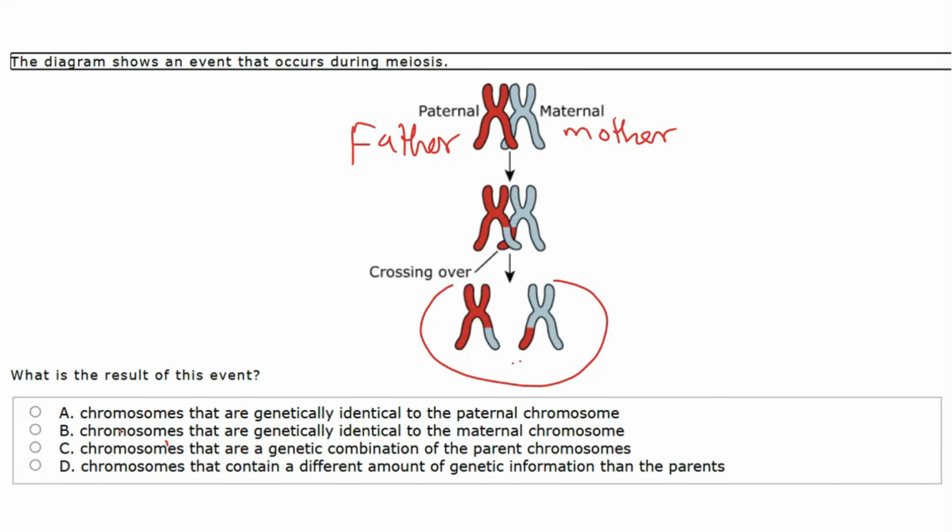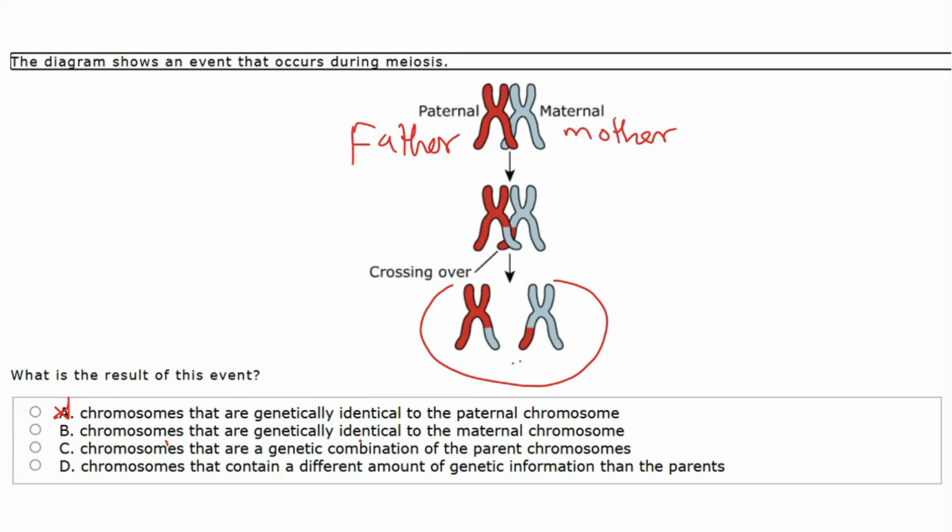A says that the chromosomes that are formed after the crossover are genetically identical to the paternal chromosome. Paternal means only father, and you can see that it's not only father. If it was only father, both of them should be red, but it's not like that. It's a combination of gray and red. So A is not correct.